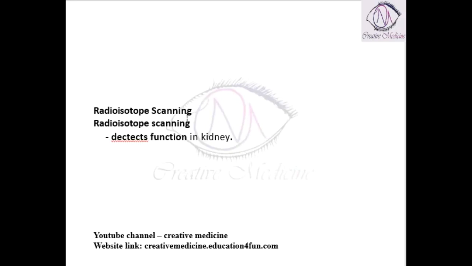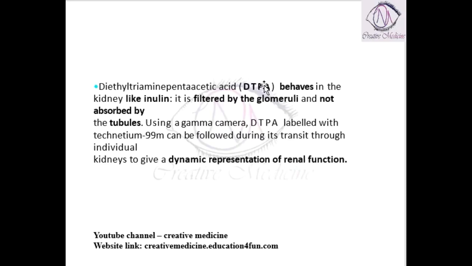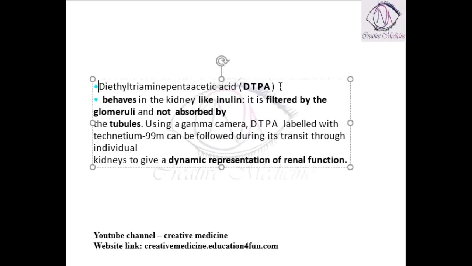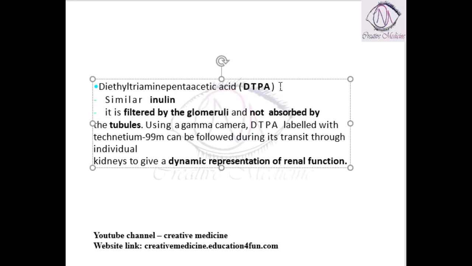So first, in radioisotope scanning, the first scan is diethyl triamine pentaacetic acid. It is almost similar to inulin. If you remember in physiology, inulin will be easily filtered by the glomeruli. It is not absorbed and not secreted. It is directly filtered into the glomeruli.